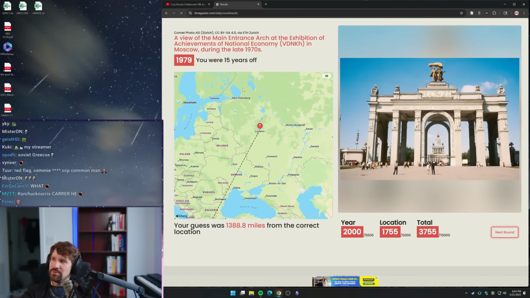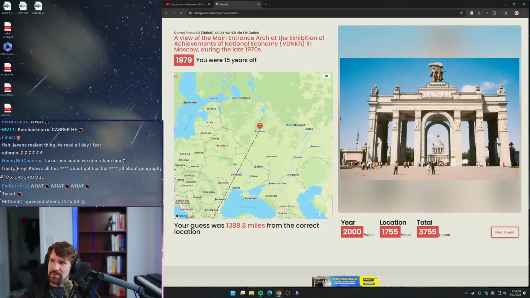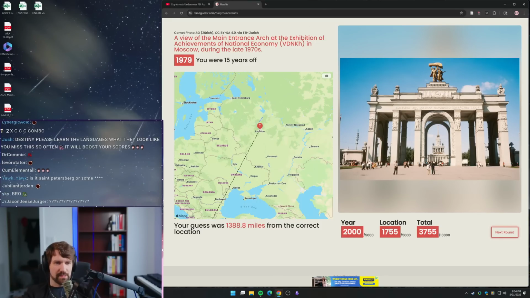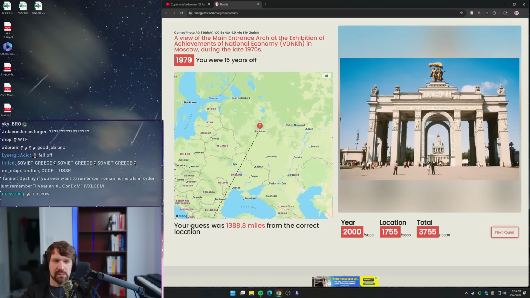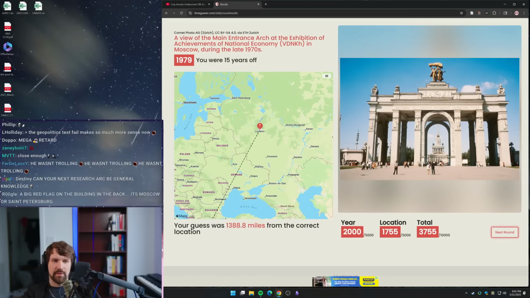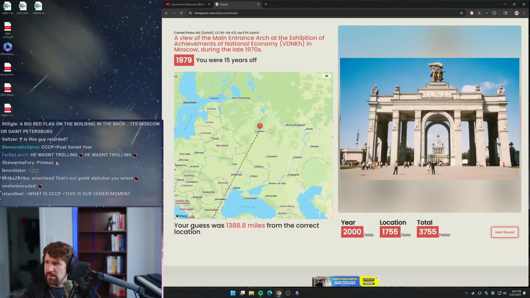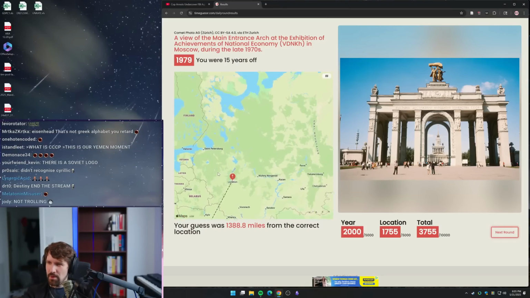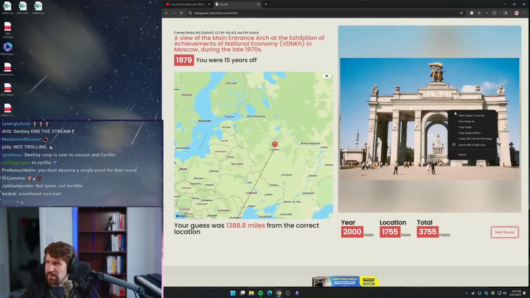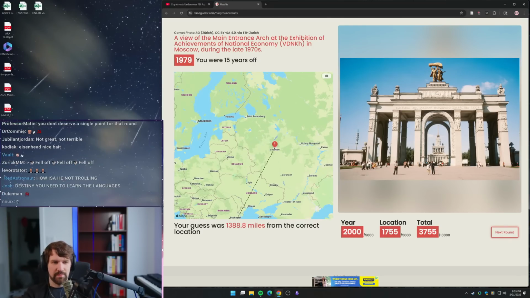A view of the main entrance arch at the Exhibition of Achievements of National Economy in Moscow during the 70s. CCCP is USSR in Russian. That's so cringe. Oh, we saw that in like a Vietnamese thing, didn't we? Like at some communist party or whatever. And why does Russia build shit like this? This should be in Greekland.